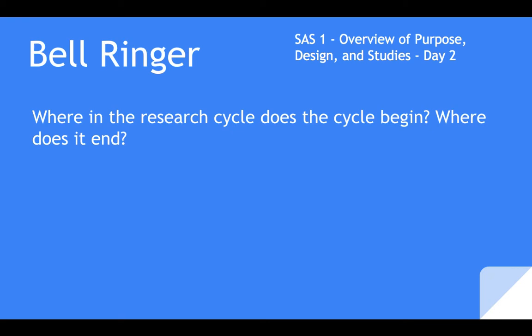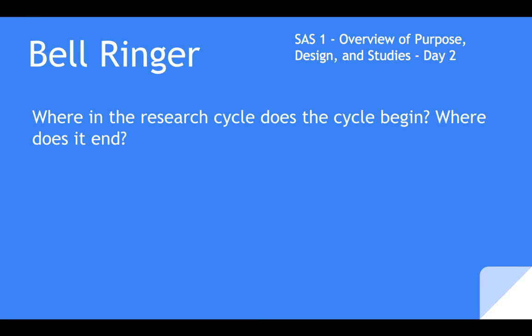Good morning. This lesson is day 2 of the first lesson in the new unit, Statistical Studies. The lesson is called Overview of Purpose, Design, and Studies. The bell ringer is, where in the research cycle does the cycle begin and where does it end?